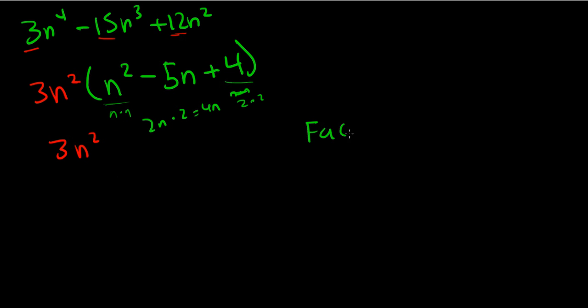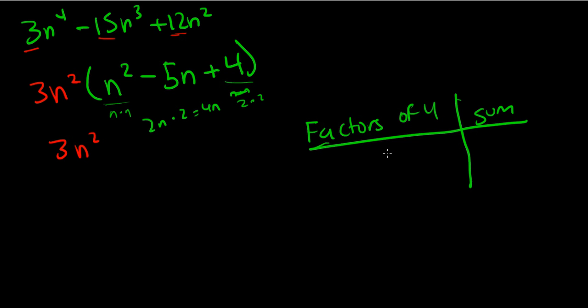So we want to look at the factors of 4 that add up to negative 5. So we're going to look at negative 4 and negative 1. Because if we multiply negative 4 times negative 1, we end up with a positive 4. And if we add them together, we get negative 5. So we know those are the factors.